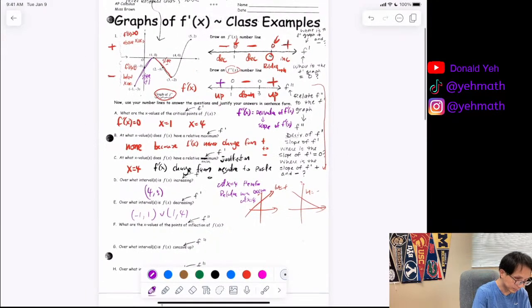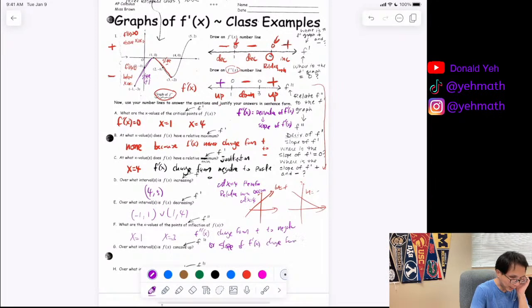Points of inflection are x equal to 1 and x equal to 3. Now this one they usually ask you for justification. You can say f double prime of x changes from, now you have to write this because they will usually ask justification. On my test I'll ask you as well. I'll ask you to justify this inflection point. You can say f prime of x changes from positive to negative, or the slope of f prime of x changes from positive to negative. Either one is acceptable.